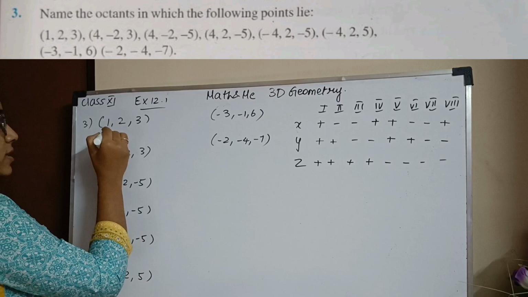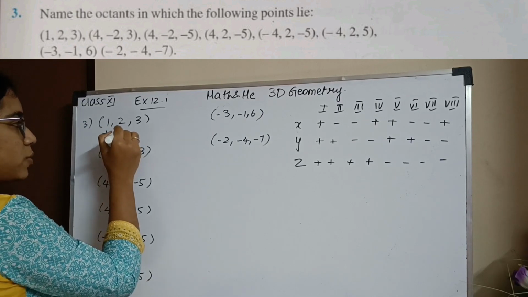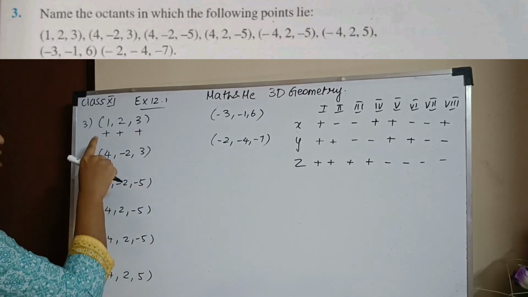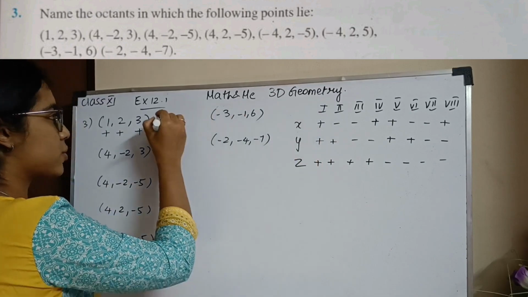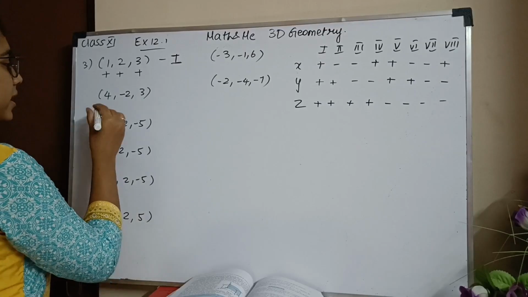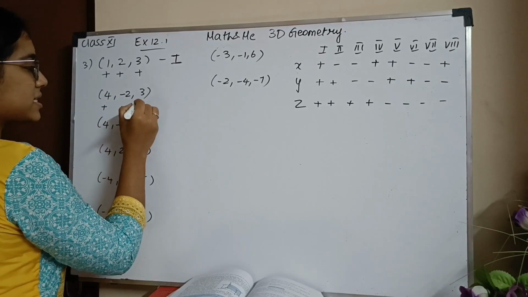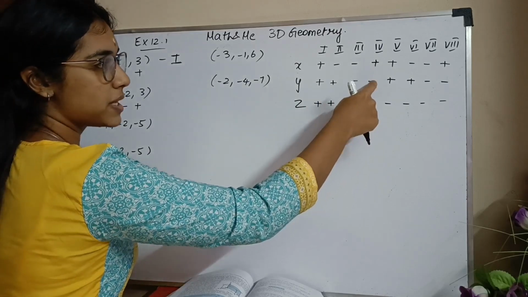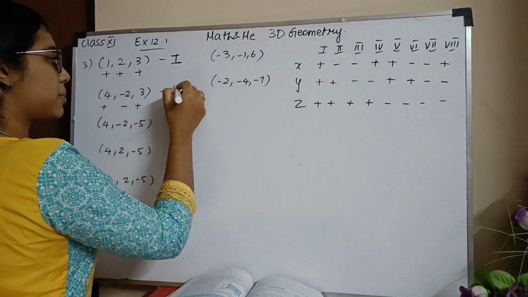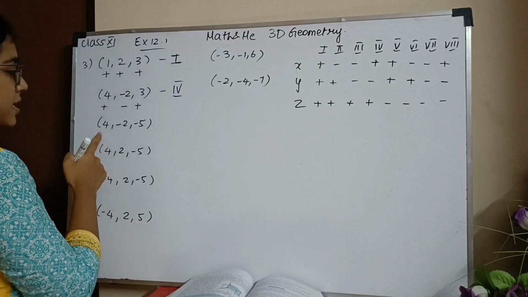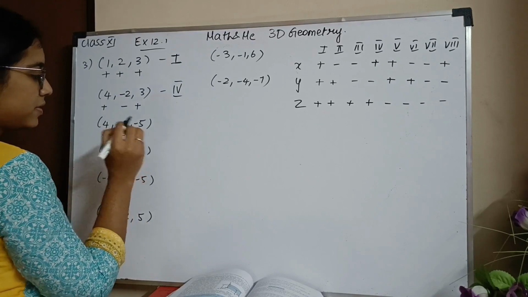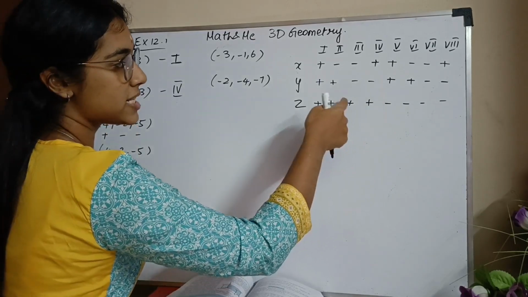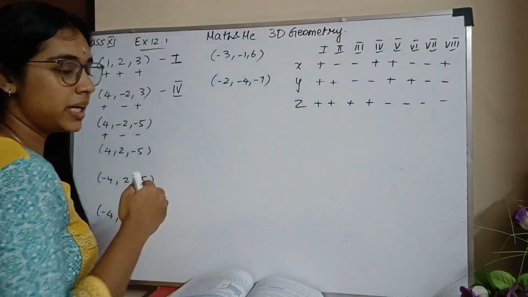So in the first point, the x coordinate is positive, y is positive and z is positive. So plus plus plus, I'm in my first octant. Then I have plus, minus and plus. So plus minus plus is where? Fourth octant. So I am in my fourth octant. Then plus, negative and negative. So plus minus minus is where? Plus minus minus, I am in my 8th octant.